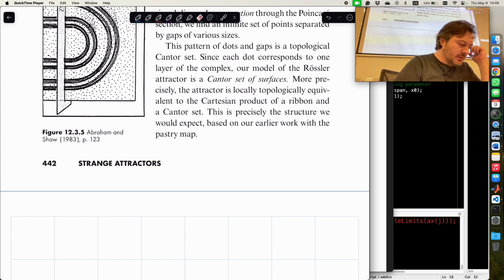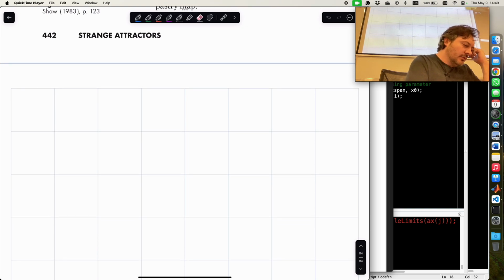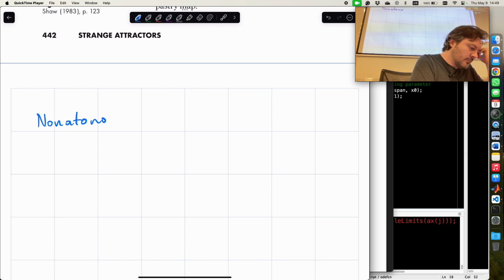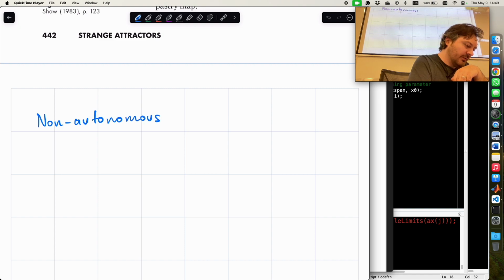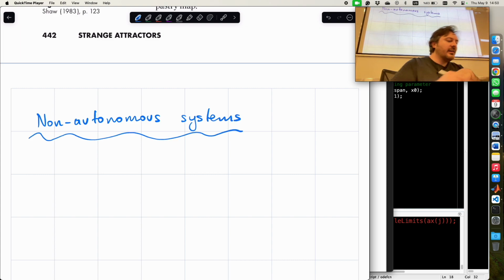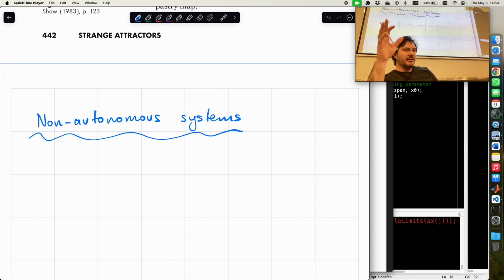I want to talk about non-autonomous systems. Something is wrong with these letters. Non-autonomous systems. Why are they interesting? We realize that chaos appears in 3D flows, right?